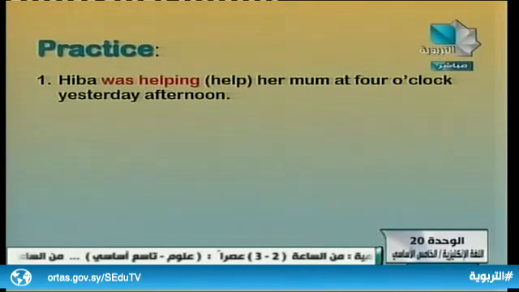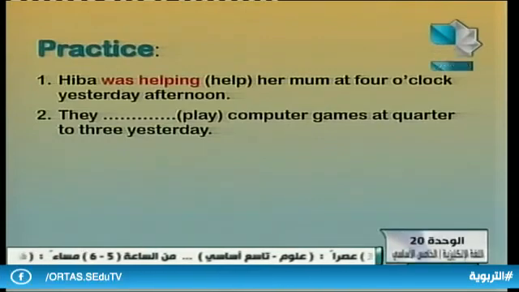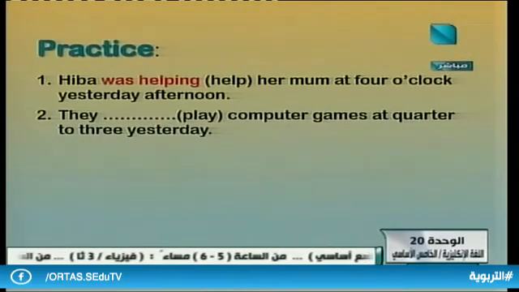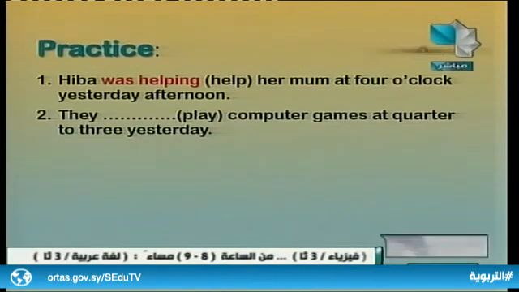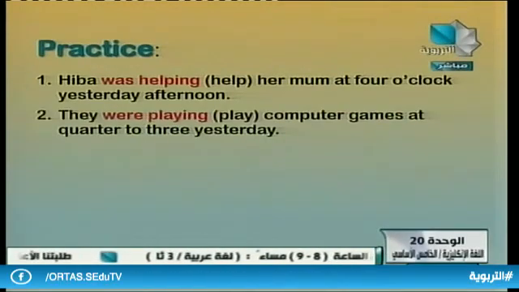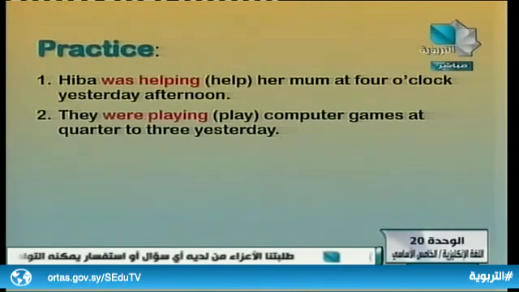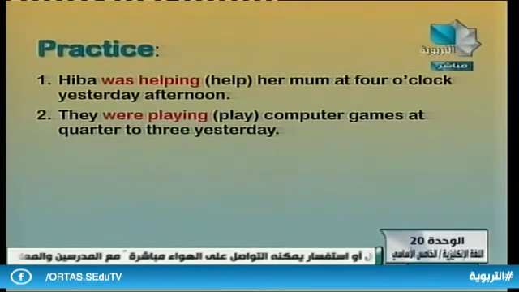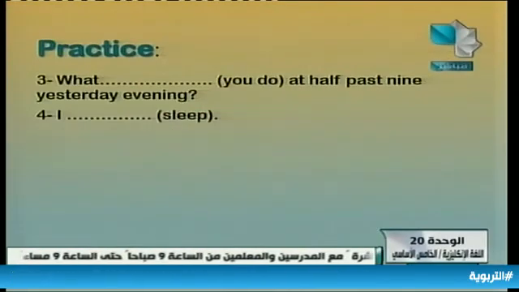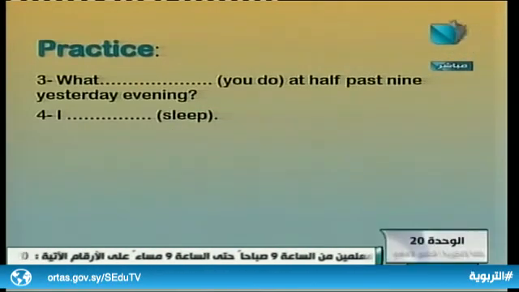Let's have another number. Now, they play computer games at 2:45 yesterday. They were playing computer games at 2:45 yesterday. And now here we have a question and an answer.